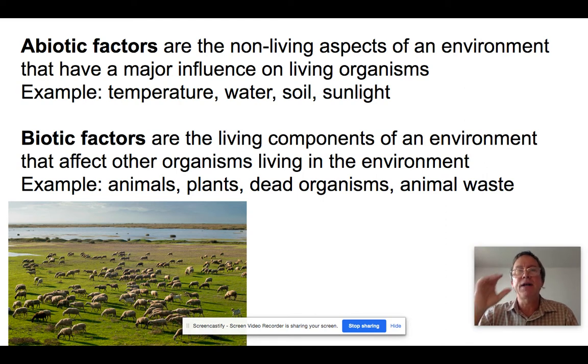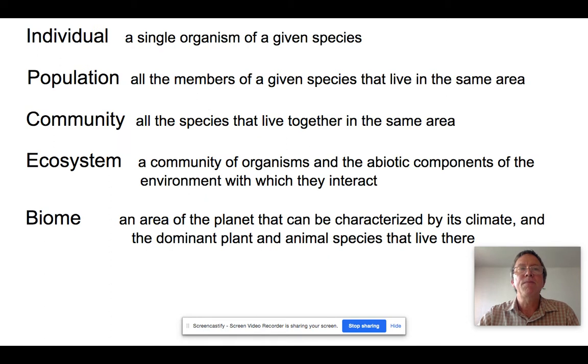So abiotic factors are the non-living aspects of an environment, the non-living things that can influence life. That'd be things like temperature, precipitation, soil chemistry, and so on. Biotic factors would be the different life forms and products of life forms, say like animal waste or dead leaves that can contribute to the life in a given environment.